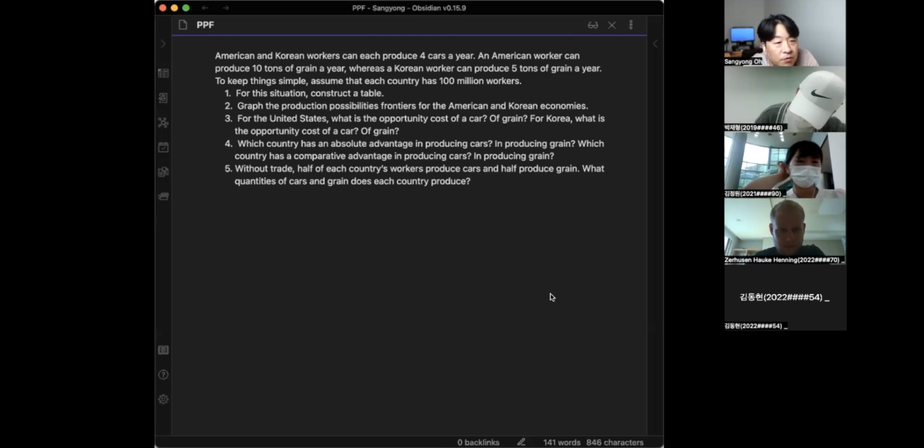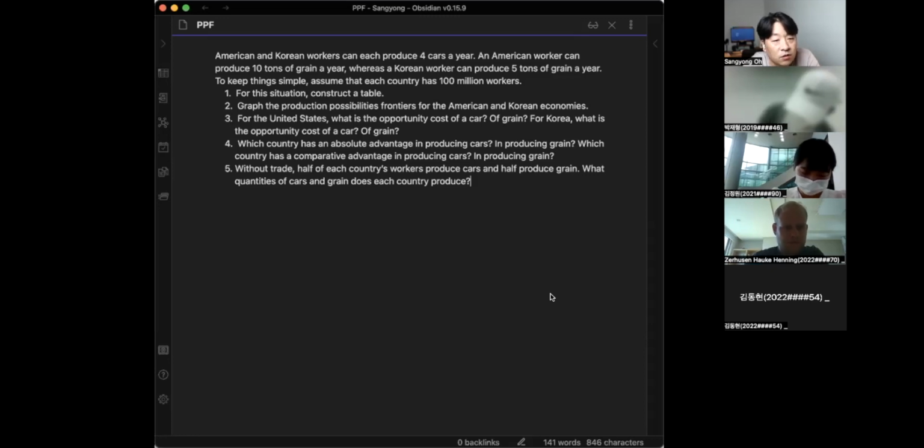Before drawing a PPF, you can build up a table instead of a functional form. Basically, you summarize the information: this is America, this is Korea, one product is a car and another product is grain, and how much output can be produced in total in the US and in Korea, given the information. By doing so, you can draw a PPF, right?